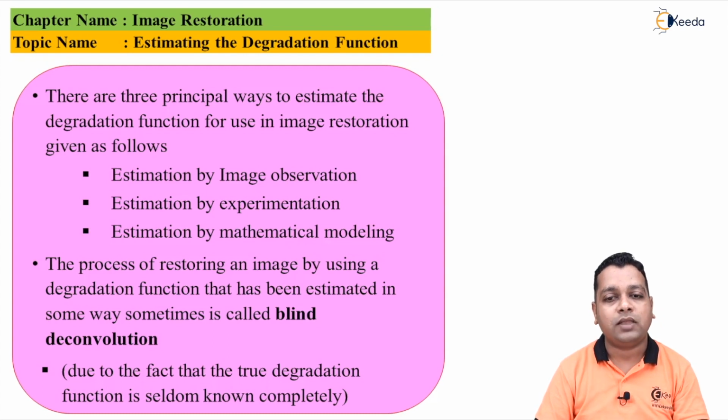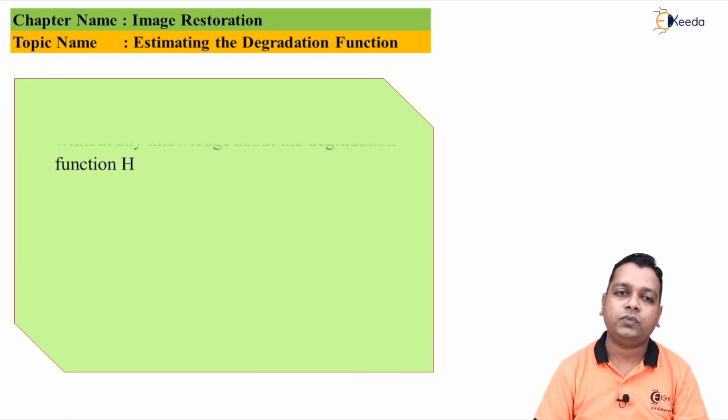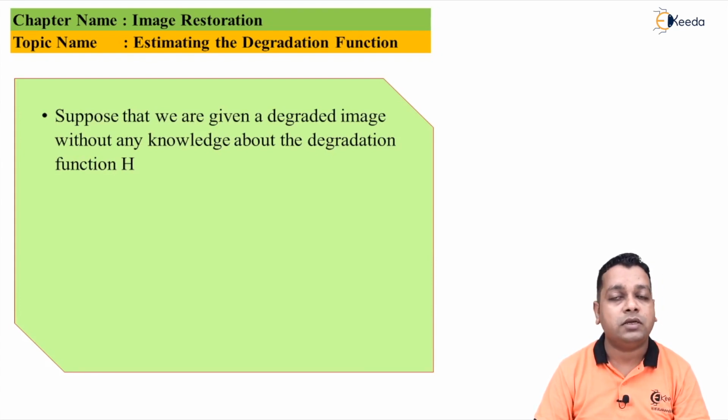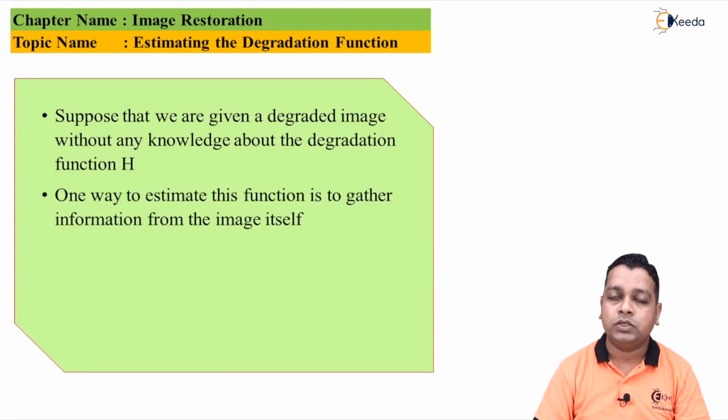Because we seldom have the true degradation function, its use is seldom reported in the literature. So suppose that we are given a degraded image without any knowledge of how exactly the degradation function is. One way here is to estimate the function by gathering the information from the image itself. This is the first mode we can say here.